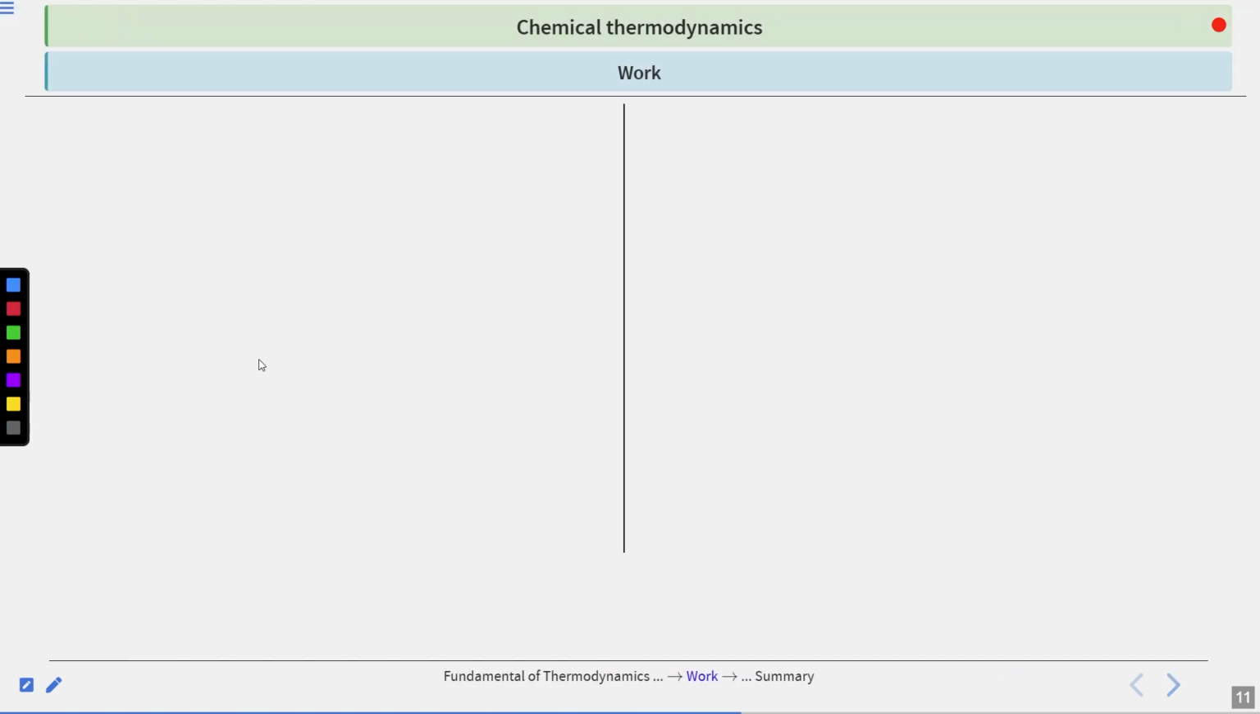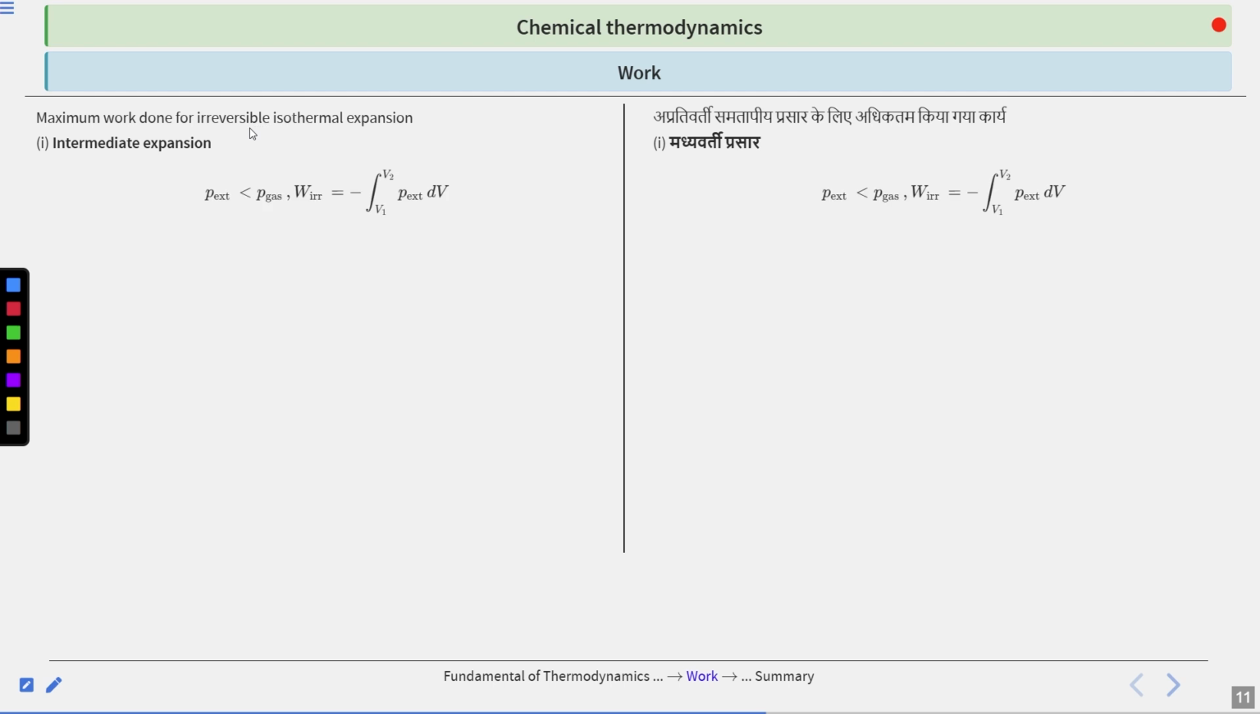Next is the maximum work done in isothermal expansion. First is intermediate expansion, the maximum work done for irreversible isothermal expansion. So what is intermediate expansion? In intermediate expansion, P gas is greater than P external, and the formula will be W irreversible is the integration from V1 to V2 of P external dV. Or since it is irreversible, you don't have to integrate, and you will get minus P external times (V2 minus V1).